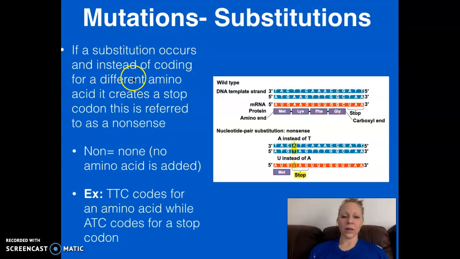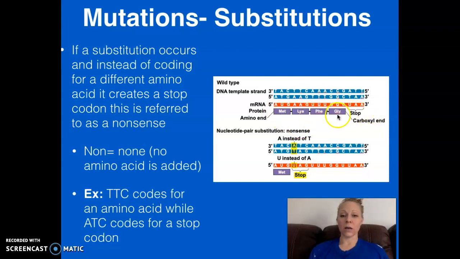If a substitution happens again, but it codes for a stop codon. So here we have an example. TTC would code for an amino acid. However, ATC codes for a stop codon. This is going to stop the polypeptide from growing any longer.